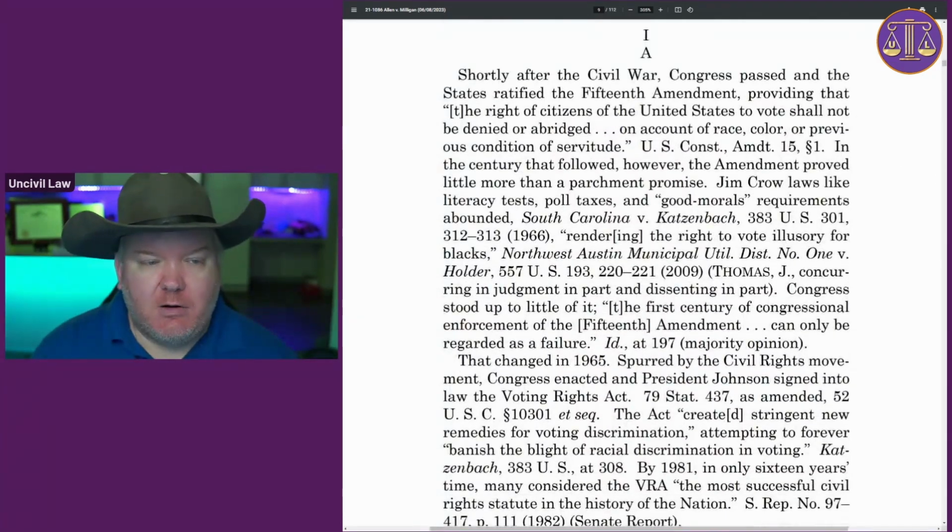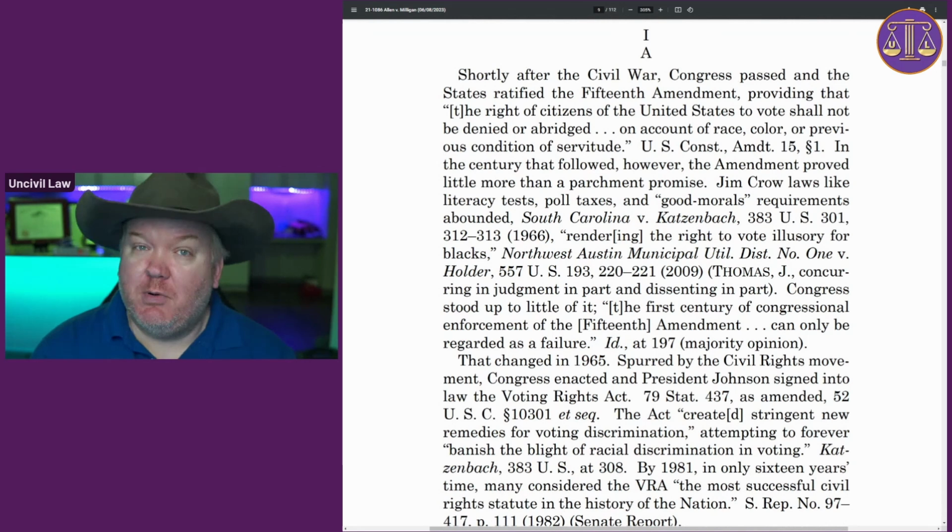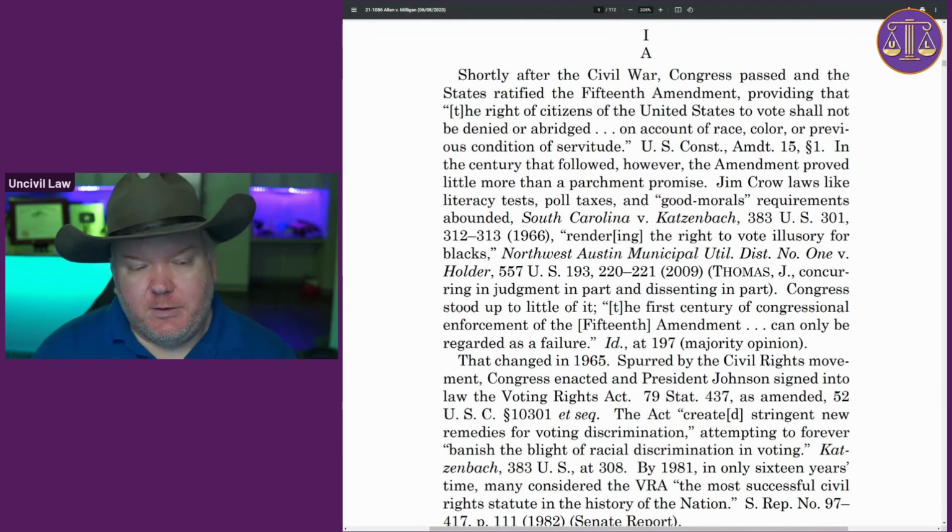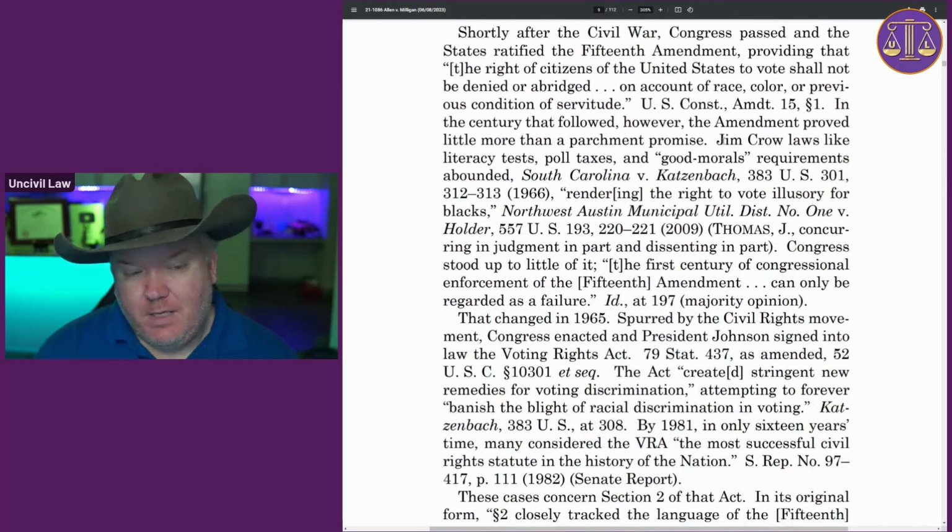Shortly after the Civil War, Congress passed and the states ratified the 15th Amendment, providing that the rights of citizens of the United States to vote shall not be denied or abridged on account of race, color, or previous condition of servitude. In the century that followed, however, the amendment proved little more than parchment promise. Jim Crow laws like literacy tests, poll taxes, and good moral character requirements abounded, rendering the right to vote illusory for blacks. Congress did little about it. The first century of congressional enforcement of the 15th Amendment can only be regarded as a failure.